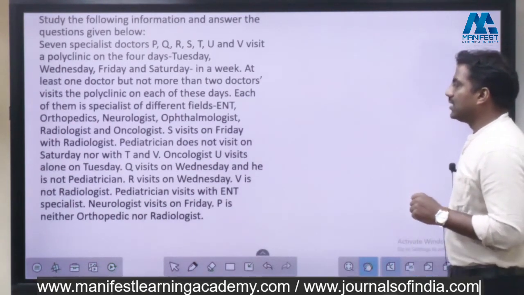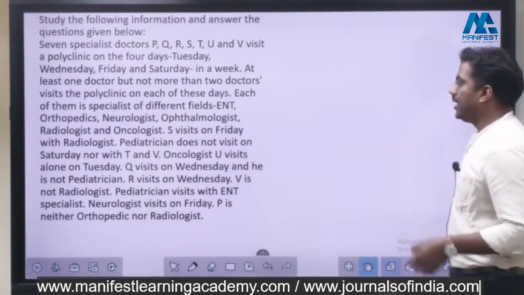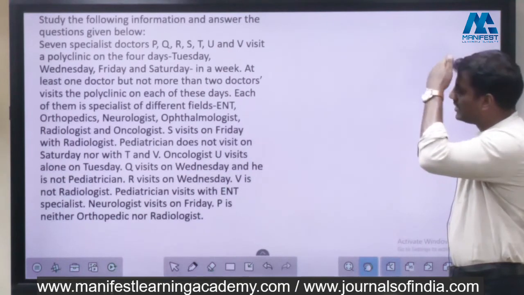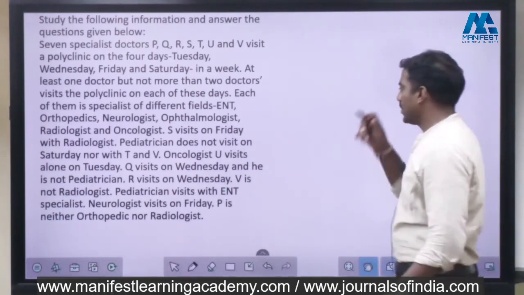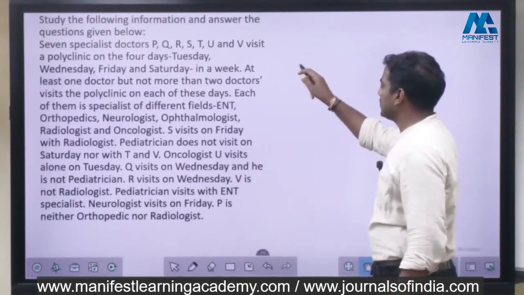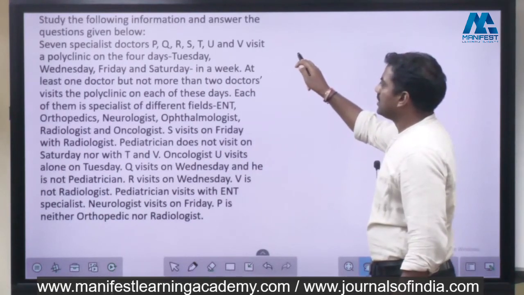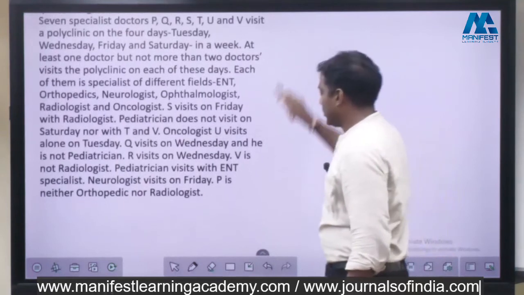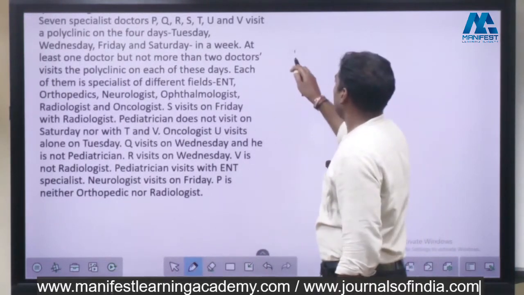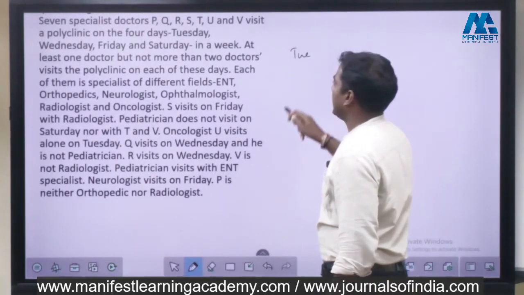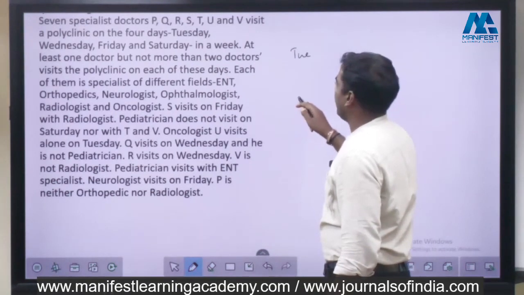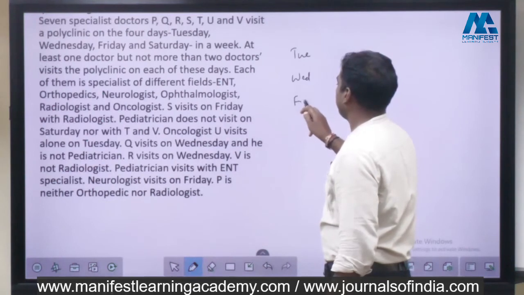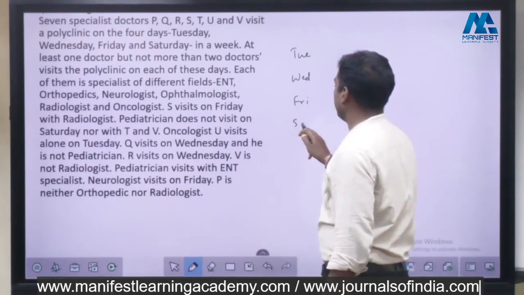Each of them is a specialist of their own field like ENT, ortho, neuro, ophthalmo, radio and onco. S visits on Friday. So let us make the chart like this. Start with Tuesday. Next is Wednesday. Next is Friday. Then Saturday.